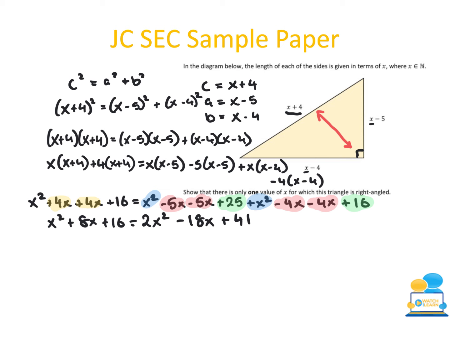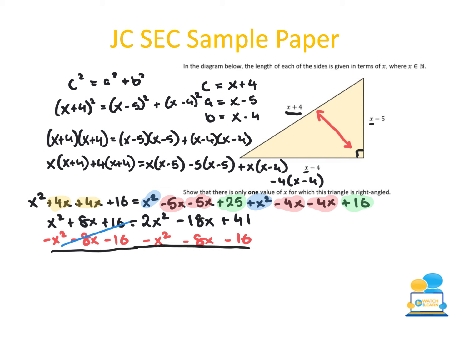So I'm going to take away x squared from both sides. I'm going to take away 8x from both sides. And finally, I'm going to take away 16 from both sides. And that will end up cancelling everything there on my left-hand side.